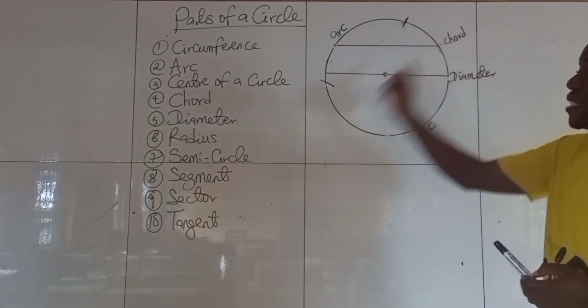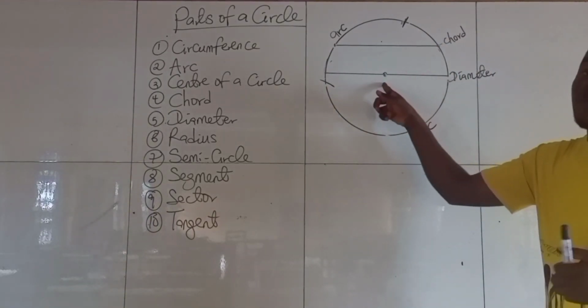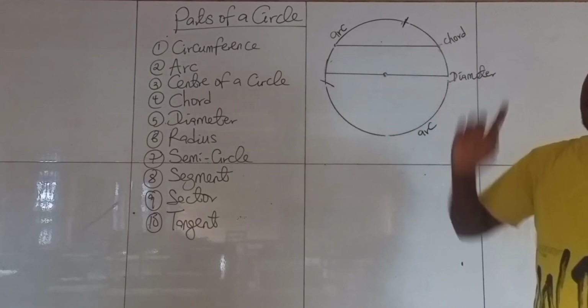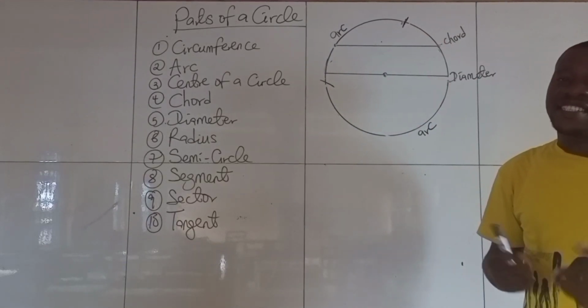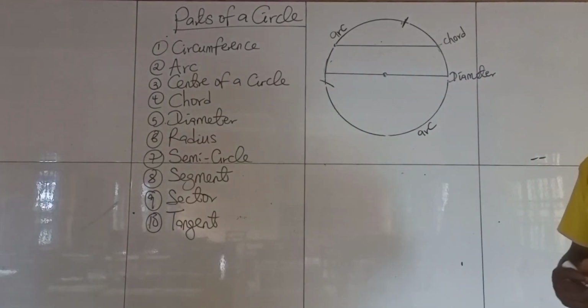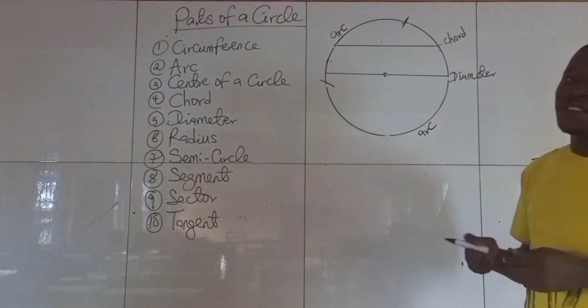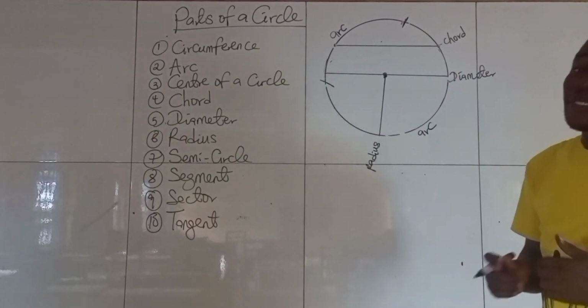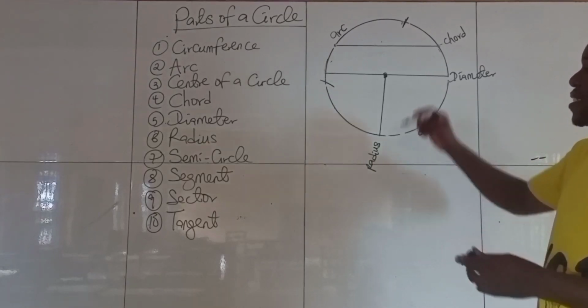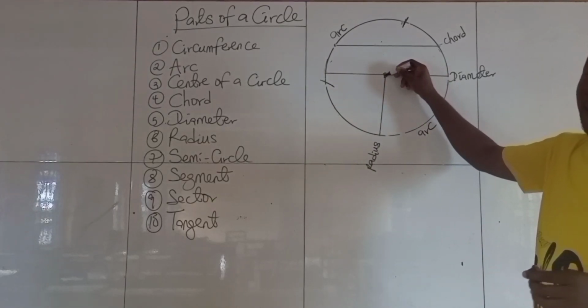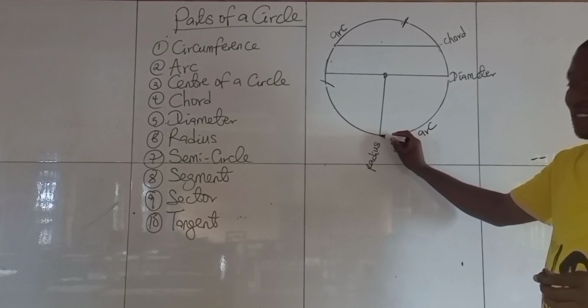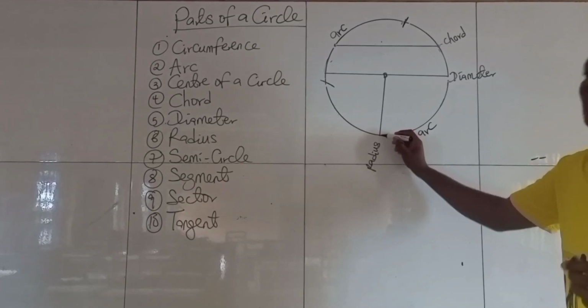And of course, diameter must not always lie horizontally. Anywhere you draw a straight line and it passes through the center of the circle and touches 2 points on the circumference, that straight line is the diameter. We look at the sixth one, the radius of the circle. The radius is a straight line that starts from the center and touches the circumference. That gives you the radius.